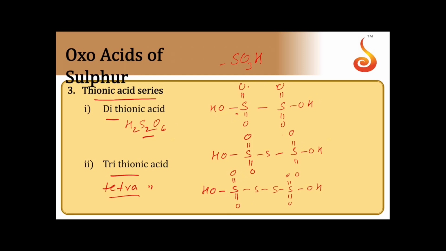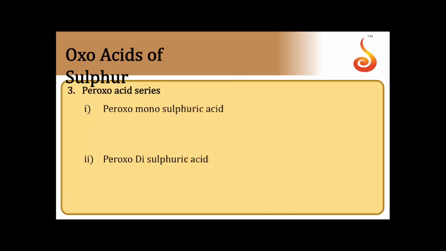So in thionic acids, the sulfonic or SO3H groups are bonded through sulfur atoms. If they are directly bonded, it is called dithionic. One sulfur atom between them is tri, two is tetra, and so on. So we can take the formula as H2S2+n with O6. This n is 0 in this case, n is 1 here, n is 2 in this case. That way we get the thionic acid series.